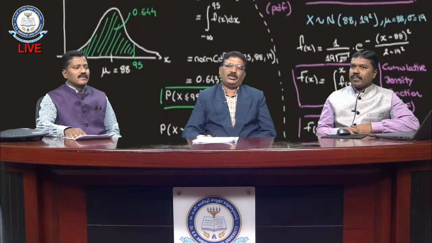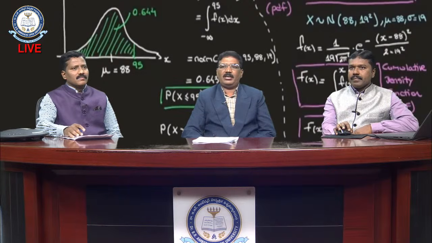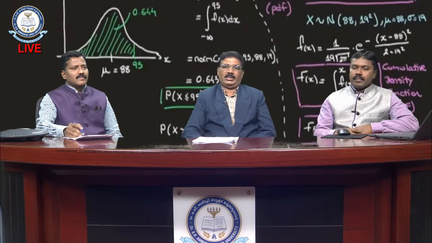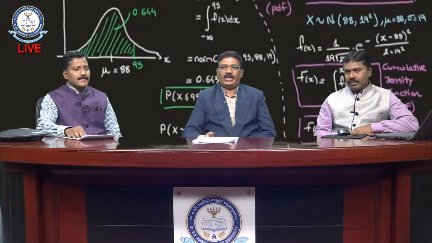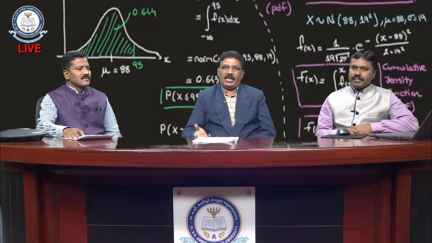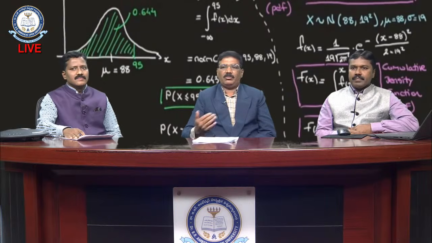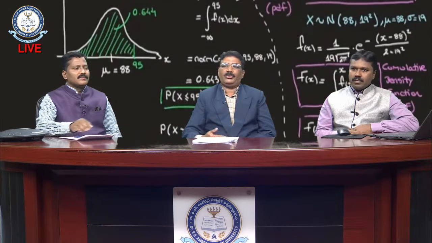Not only the normal distribution, for any distribution we can use the characteristic function to find the different properties. At the same time, beta 1 equal to 0 and beta 2 equal to 3 is only for the normal distribution. For other distributions the values may differ, and based on the characteristic function we can calculate the higher order moments.